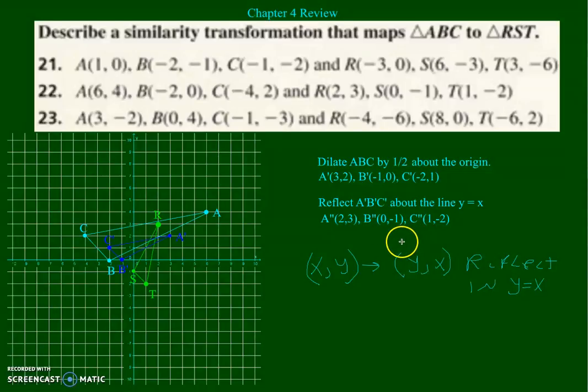So in closing, to get from ABC to RST, we first dilate ABC by a scale factor of 1/2 about the origin, and then we reflect A prime, B prime, C prime about the line Y equals X.